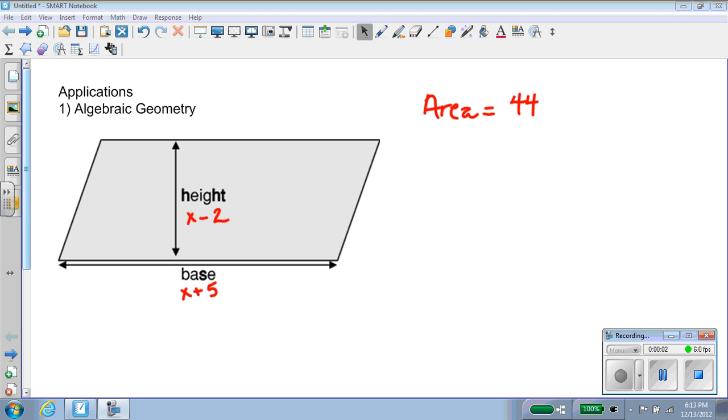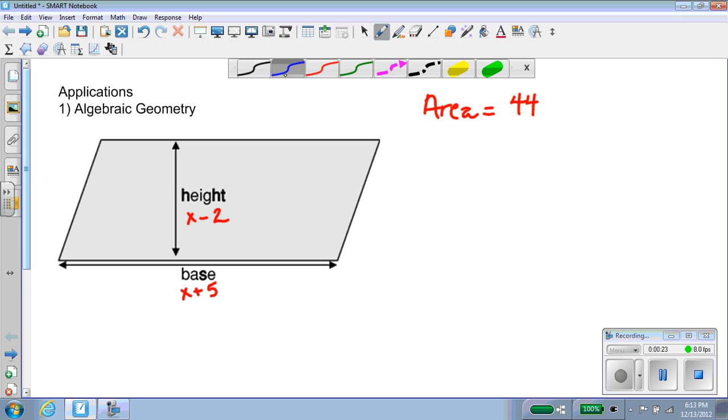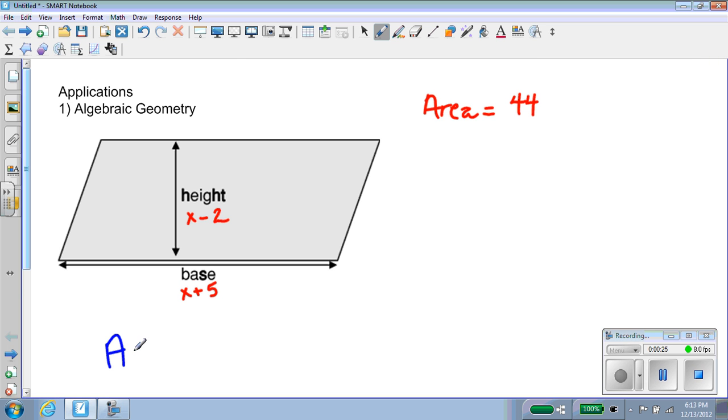Now we're going to look at some applications that lead to quadratic equations that we will solve. The first application is algebra in geometry. The figure you see is a parallelogram. It has two pairs of parallel sides. You may or may not know that the area formula for a parallelogram is area equals base times height. Okay, the base and then the height measured perpendicular to the bases.